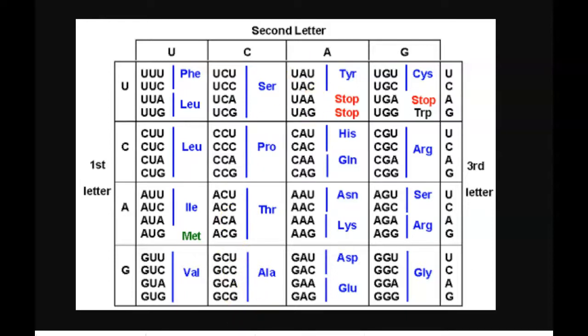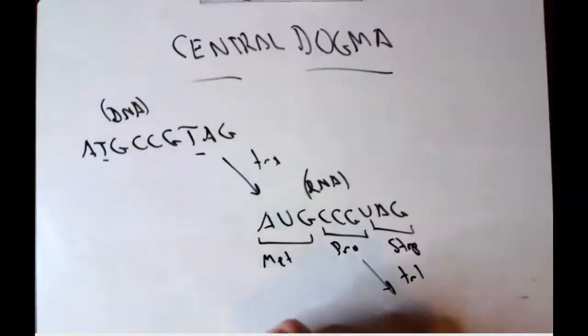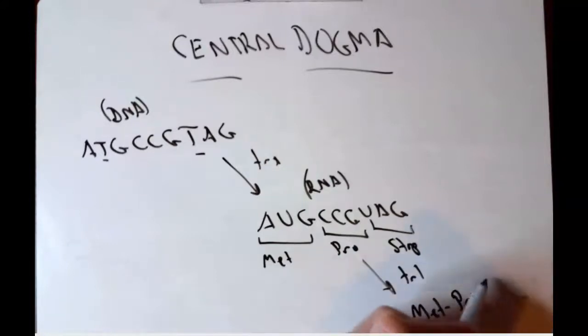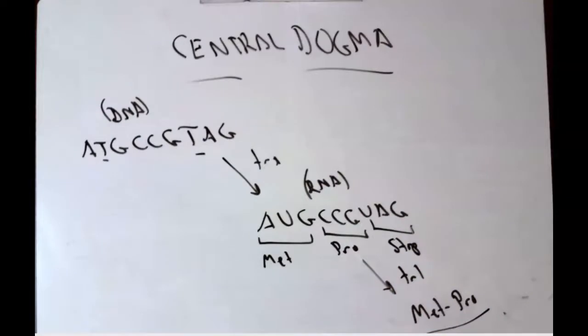So if we go back to this, now we have done the translation. The amino acid chain that we're going to make here is methionine proline. There's nothing in the third position because stop just means stop. That means the end of translation. So this would encode a methionine proline dipeptide, two amino acids linked together.